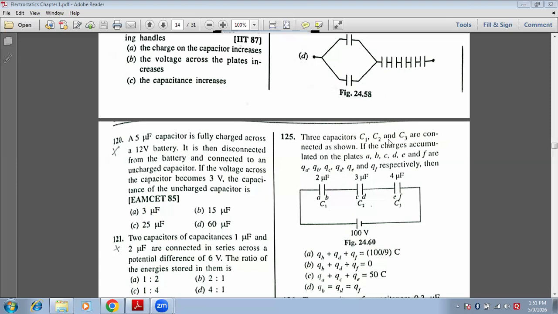Three capacitors C1, C2 and C3 are connected as shown. If the charges accumulated on the plates A, B, C, D, E and F are QA, QB, QC, QD, QE and QF respectively, then: option A, QB + QD + QF = 100/9 coulombs; option B, QB + QD + QF = 0; option C, QA + QC + QE = 50 coulomb; option D, QB = QD = QF. Correct answer: option D, QB = QD = QF.